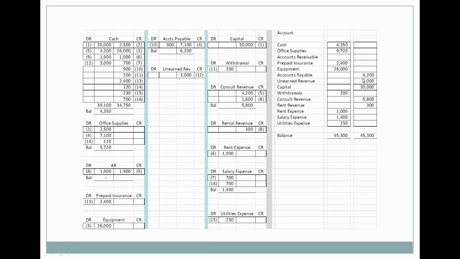Now, what increases with the credit? The normal credit balances would be all of our liabilities, which are accounts payable and unearned revenue, our owner's capital, and also our revenue account.